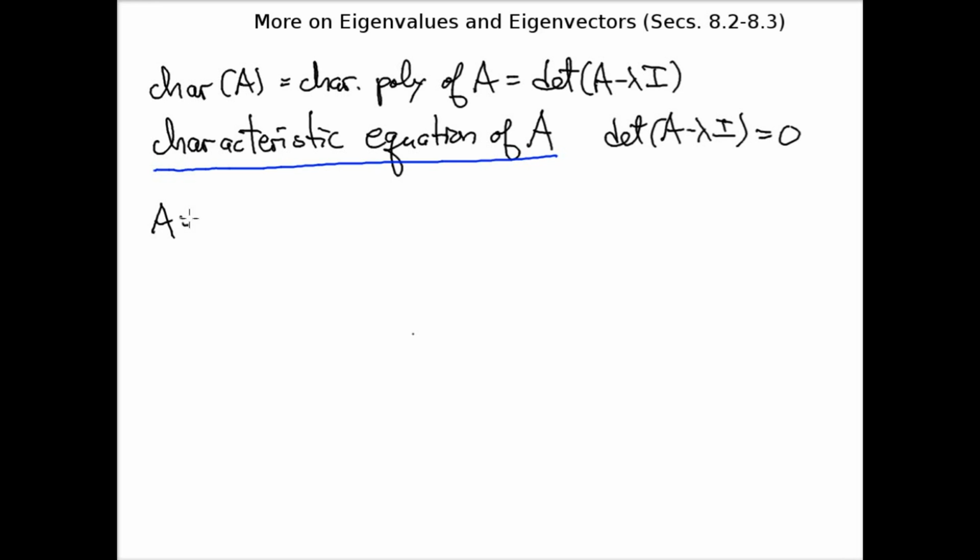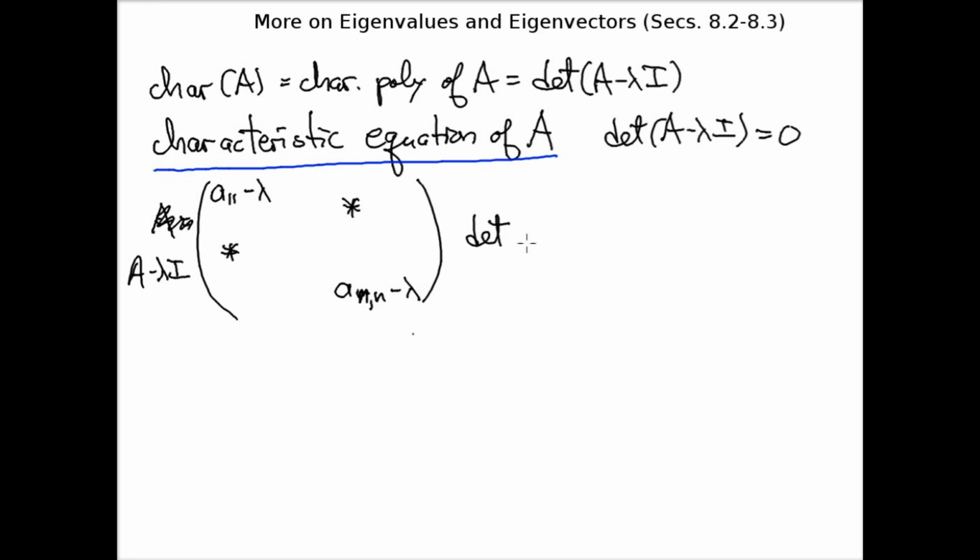And as I said before, if A is an n by n matrix, it's a_11 down to a_nn, and so on. And let me write A minus lambda I here. You subtract lambda from all of these diagonal entries, and there's a bunch of other entries. And if you take the determinant of this, what do you get? Well, you multiply all these terms in various ways. One of the terms that you get is the product of all of the diagonal terms, and that has a minus lambda to the n in it from each of these minus lambda terms.